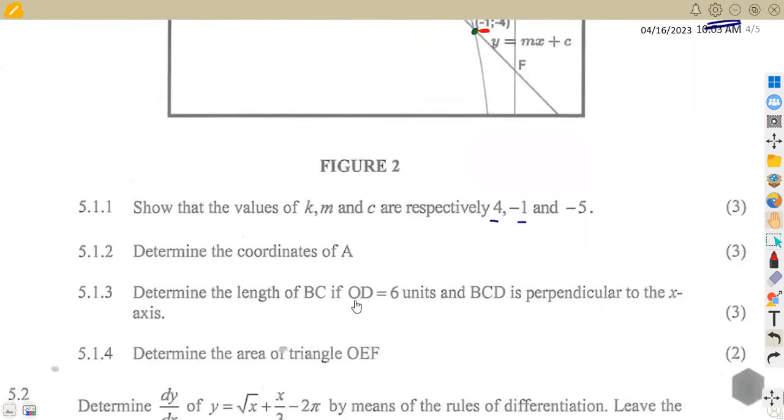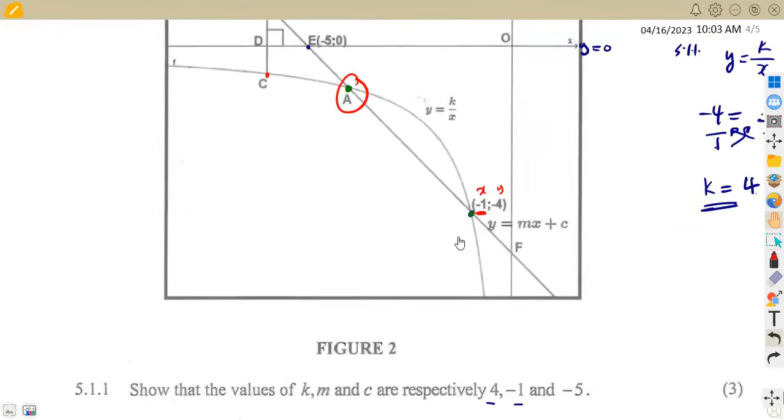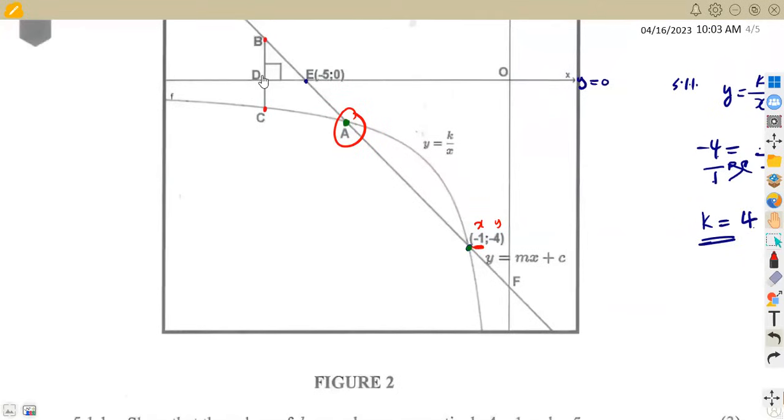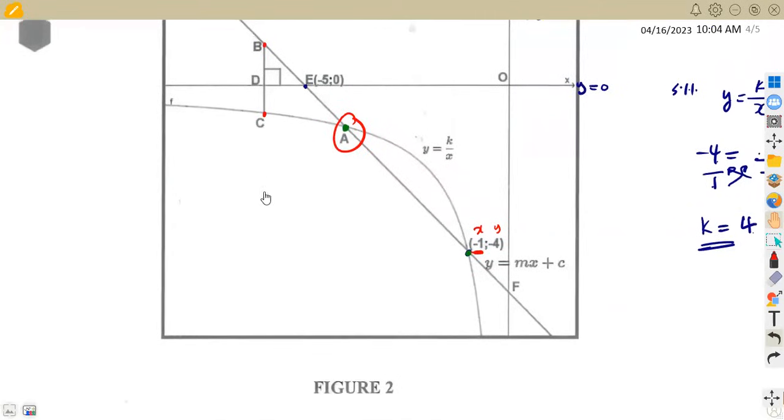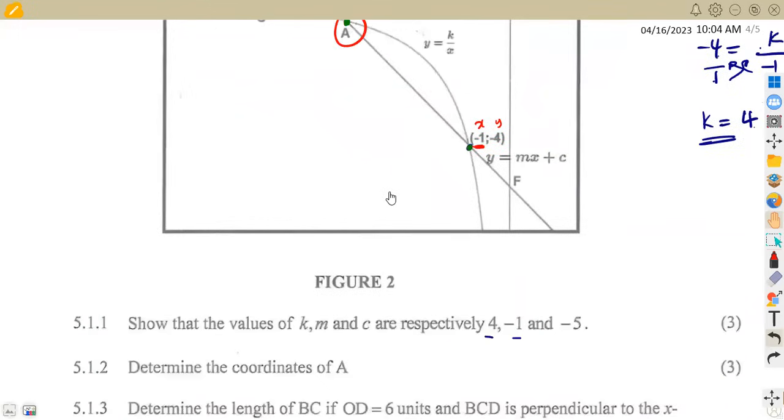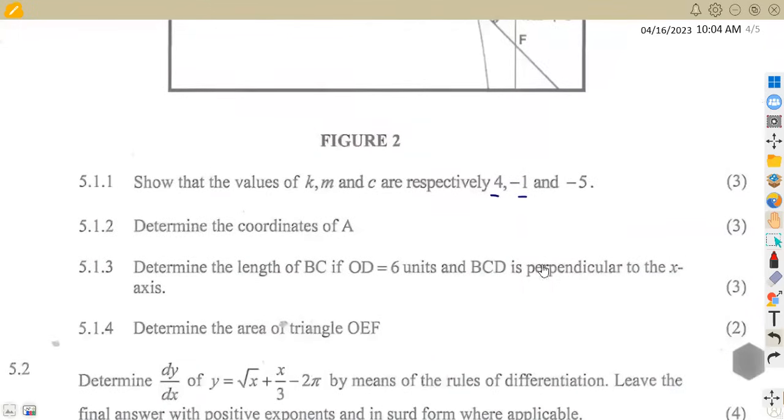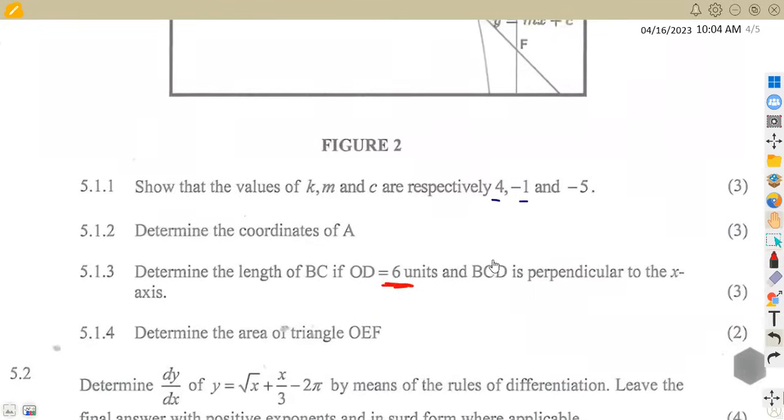Take note that given OD is 6 units and BCD is perpendicular to the x-axis, BCD is a straight vertical line, so you can just subtract our points from one point to another. But the most important part is that we are given that OD is 6 units, from O to D.